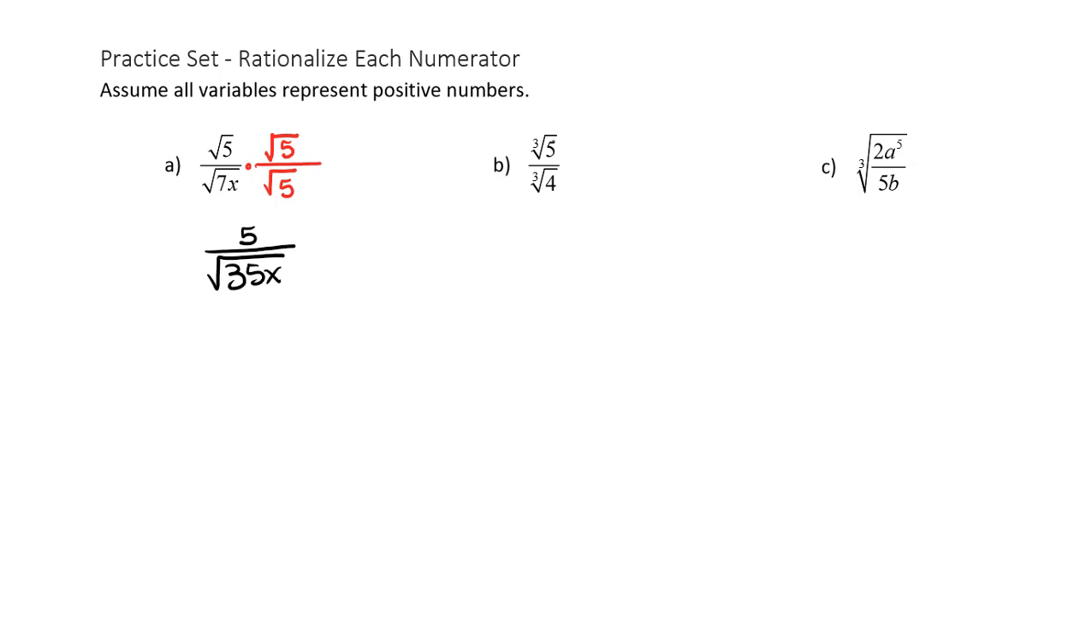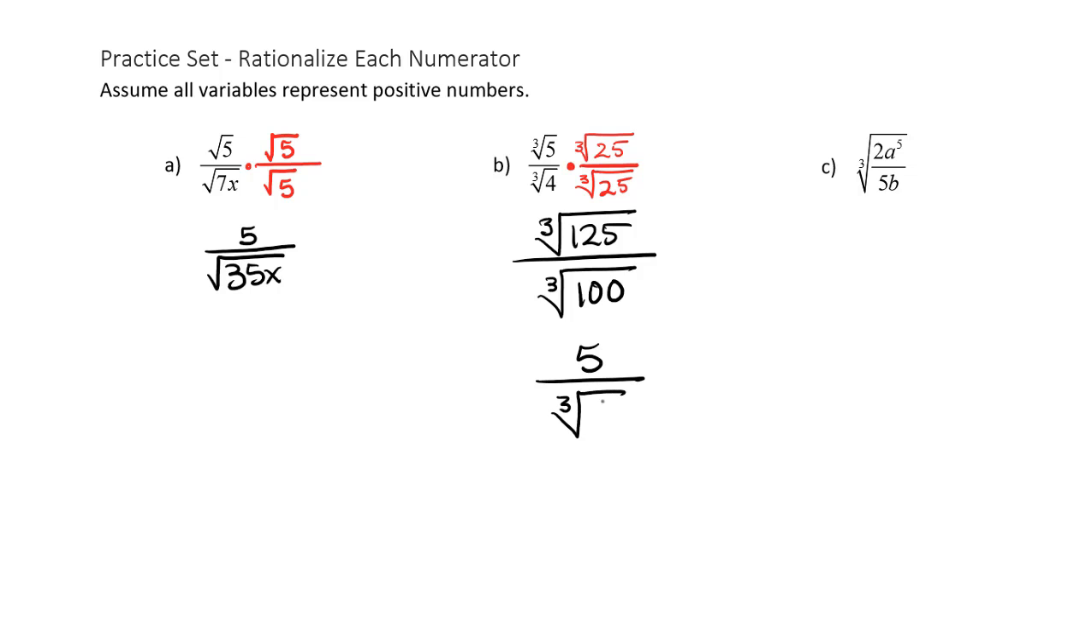In part B, we have the cube root of 5 over the cube root of 4. Remember, I'm trying to simplify the numerator, not the denominator. So I need to multiply by the cube root of 25. When I do that, my numerator becomes the cube root of 125 over the cube root of 100. The denominator doesn't simplify, but the numerator does. We're left with 5 over the cube root of 100.